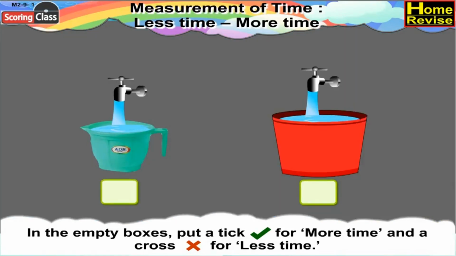Now, can you see two taps trying to fill a mug and a bucket? Which of them will take more time and which of them will take less time? Since the mug is smaller, it will be filled faster, which means it will take less time, so put a cross to that. And the bucket is bigger in size, so it will take more time. So put a tick for that.